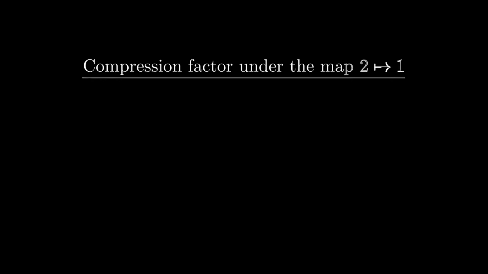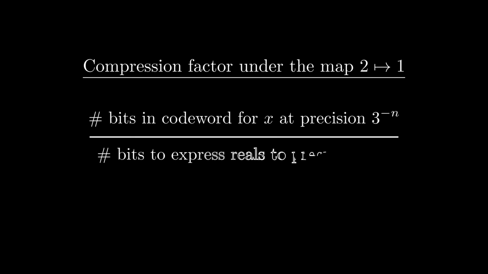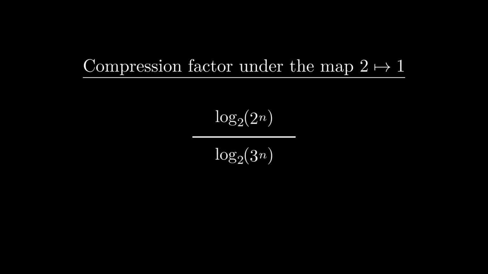Now, the exact factor by which we can compress the bits of x in this way is simply going to be the ratio of how many bits it takes to describe one of the possible codes for x to precision 3 to the minus n versus how many bits it usually takes to express a real number to the same level of precision. Finding the number of bits in either case is just like taking a log, and so we can simplify and find our compression factor to be log 2 over log 3.